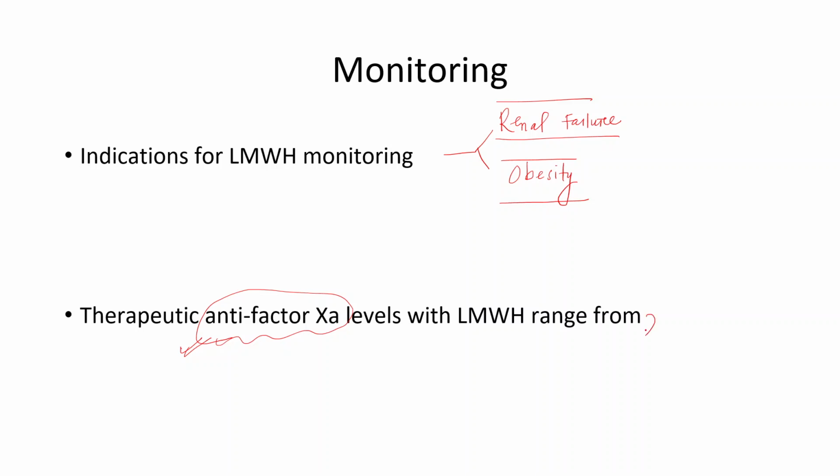The therapeutic range, if you want to remember it, you can, otherwise you can forget. It's not very important. It is 0.5 to 1.2 units per ml, 3 to 4 hours after the last dose of the drug. Anyway, this is not important. This is important: just remember, anti-factor 10A activity is measured for monitoring.